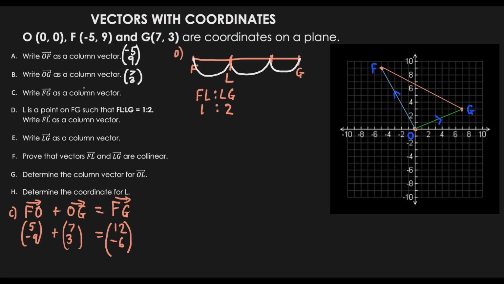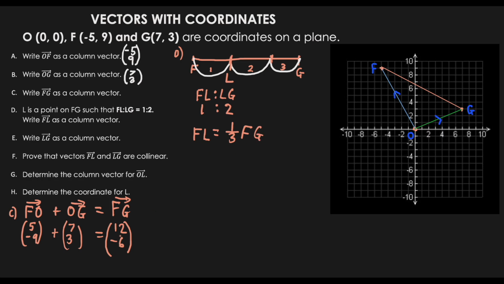So now I need to find a vector for F to L. So now F to L I can say is what? FL represents 1 portion here. So we have 1, 2, 3. So FL represents 1 portion here out of 3. So FL is 1 out of 3 times FG, because look at this, the full line FG, it's FL, that's 1 portion of that entire length. So FL is equal to 1/3 of FG. So what is FG?